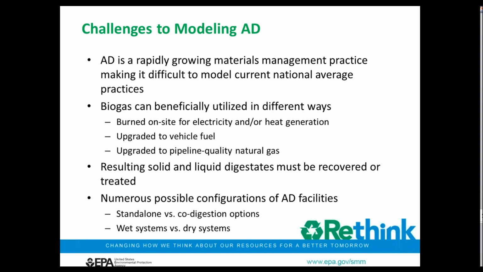So starting with the biogas, it can be beneficially utilized in a number of different ways. One option is burned on site for electricity or heat generation. You put it in an internal combustion engine and it can produce heat or electricity, similar to what's commonly done with landfill gas. Another option would be to upgrade it to vehicle fuel or to upgrade it to pipeline quality natural gas.